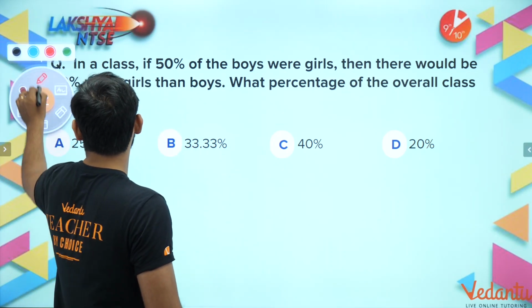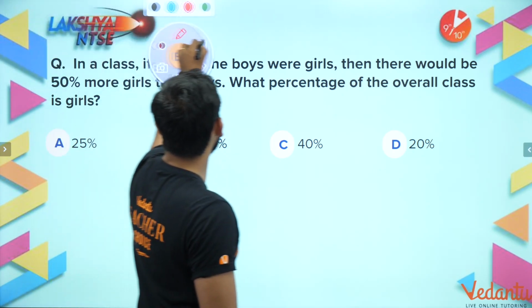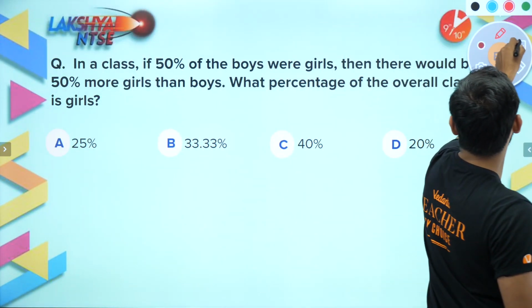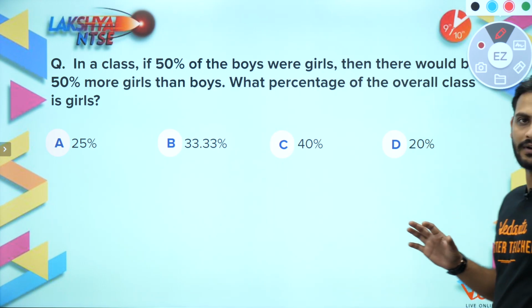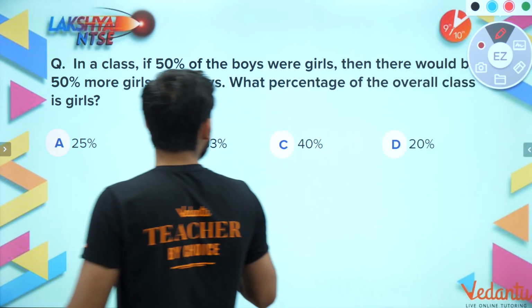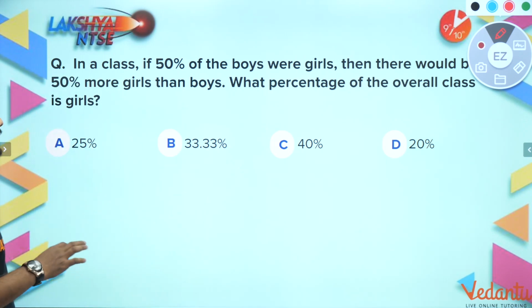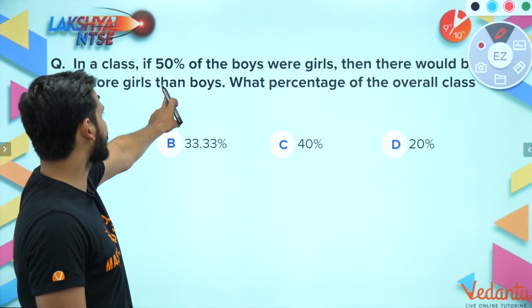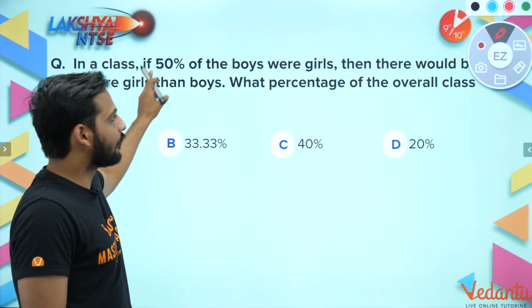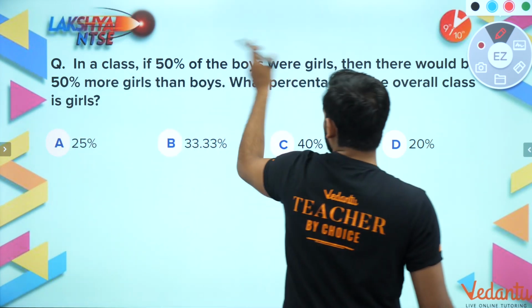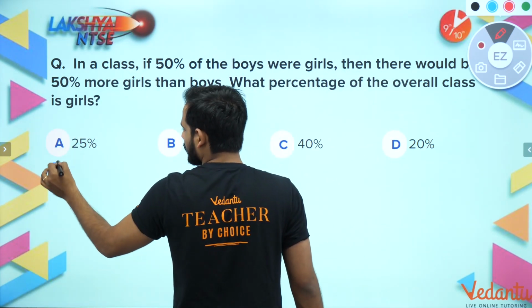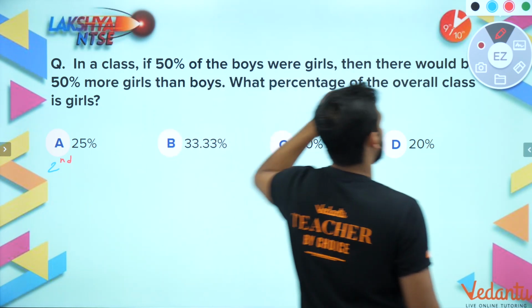Now understand this question very carefully. Okay, they are saying in a class, if whatever number of boys are there, in that if 50% of the boys were girls, then there would be 50% more girls than the boys. So in the second condition, what is happening? In the second condition, whatever are the number of boys, girls are 50% more. So let us say, I'm talking about the second condition first.